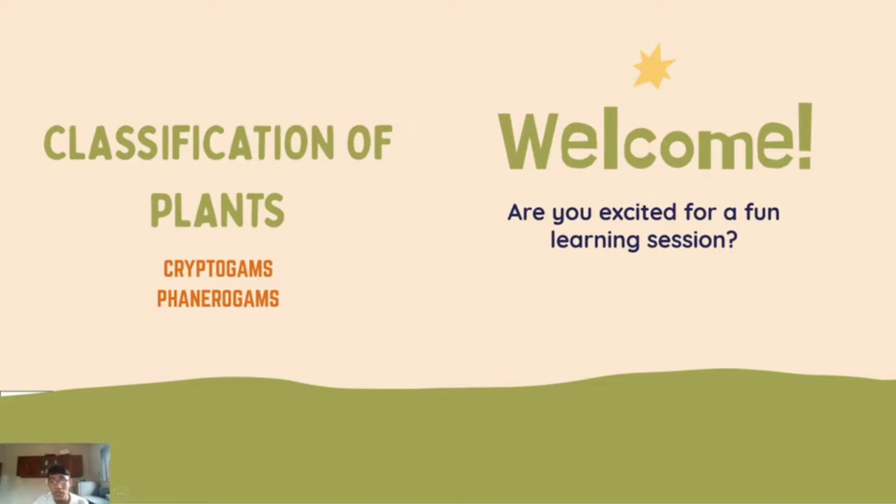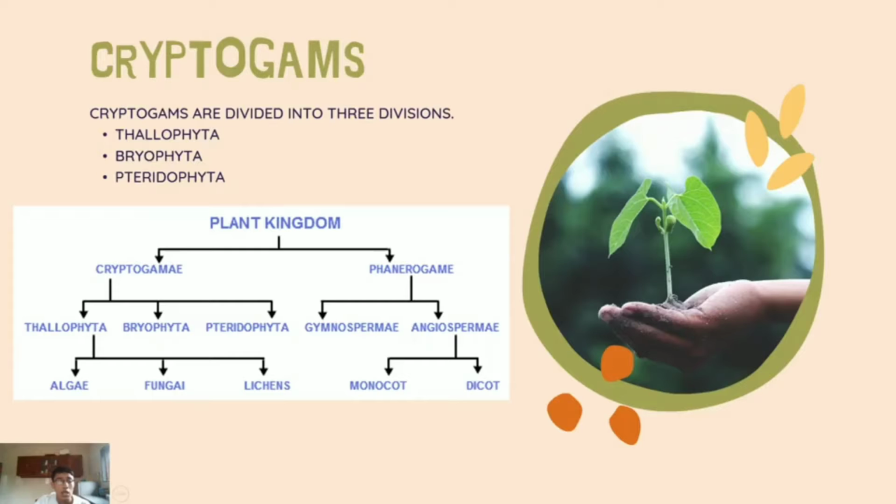In the first lecture of the same chapter, we have seen the introduction to this chapter. We have seen the 5 kingdom classification which was given by Robert Harding Whittaker. Now our main aim is to study the classification of plants. We know that plants are divided into two parts, that is cryptogamy and phanerogamy. In today's lecture we are going to see the division or the classification under cryptogamy.